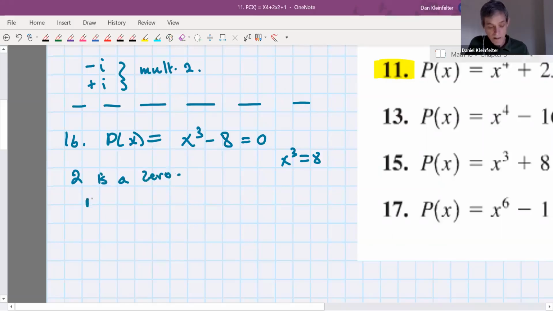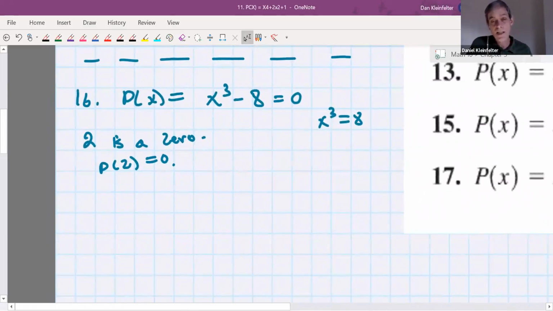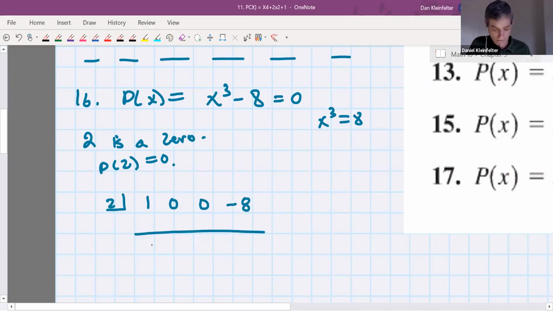Okay, p of 2 equals 0. Since you figured out already what one of the zeros is, then we'll use division to see what else there is, right? This thing is a difference of cubes. You may or may not remember the difference of cubes formula from algebra. If you don't, that's okay. We don't actually need it right here. So we're going to divide by 2. It was 1 x cubed, no x squareds, no x's, minus 8. Okay, so we're going to divide.